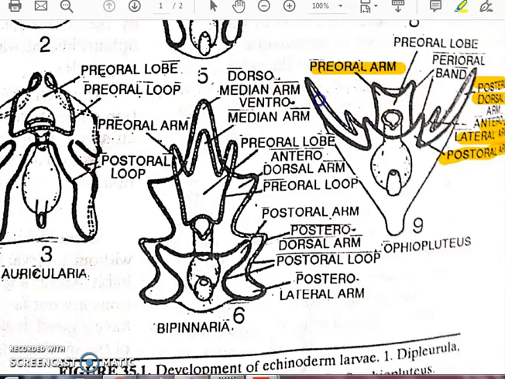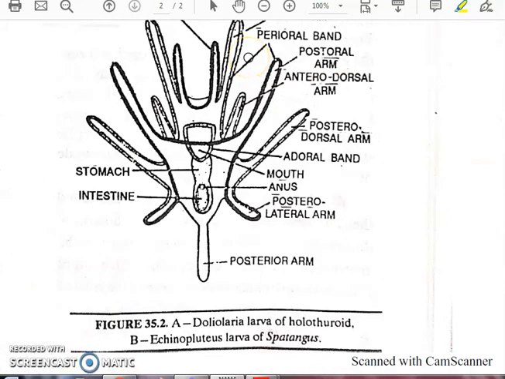These arms are supported by a skeleton of calcareous rods, and in this Ophiopluteus, the rods are present in all the arms. This Ophiopluteus larva continues to swim during metamorphosis and there is no fixed stage. When it sinks to the bottom, it takes the adult form of life. This is the larva found in the members of the Ophiuroidea class.